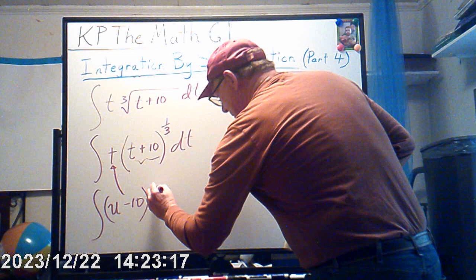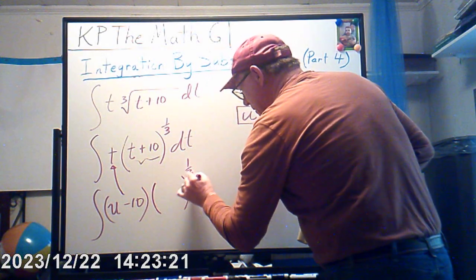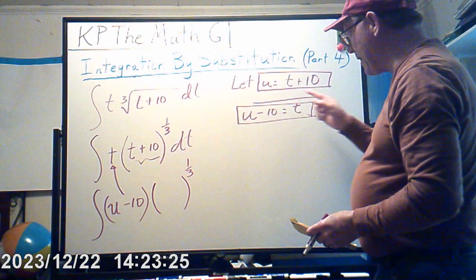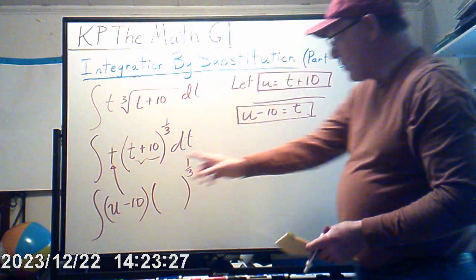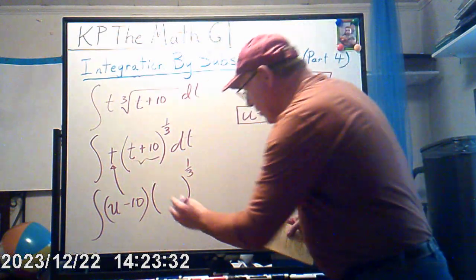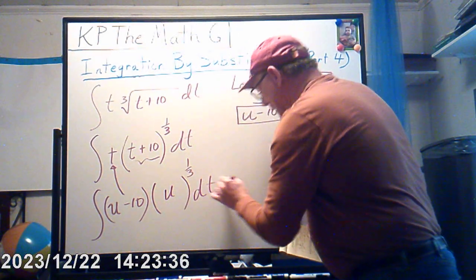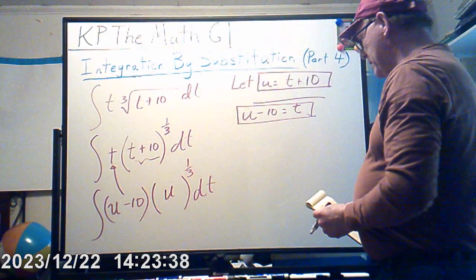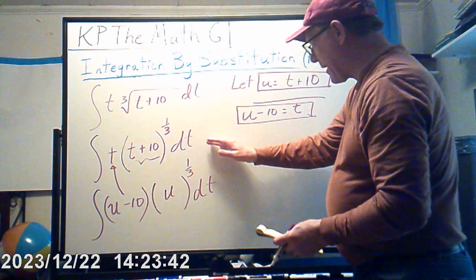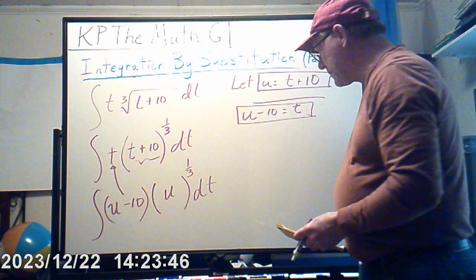Now, what is going to be raised to the 1/3? Well, u is t plus 10. So in place of t plus 10, I'm going to put u right there, dt. And that should have been just in place of that.